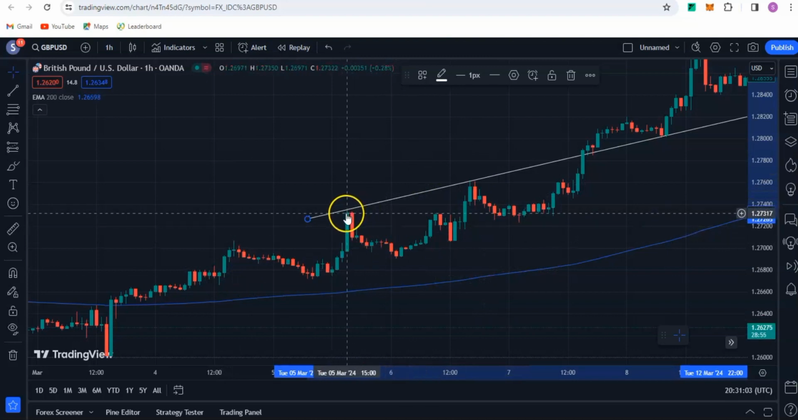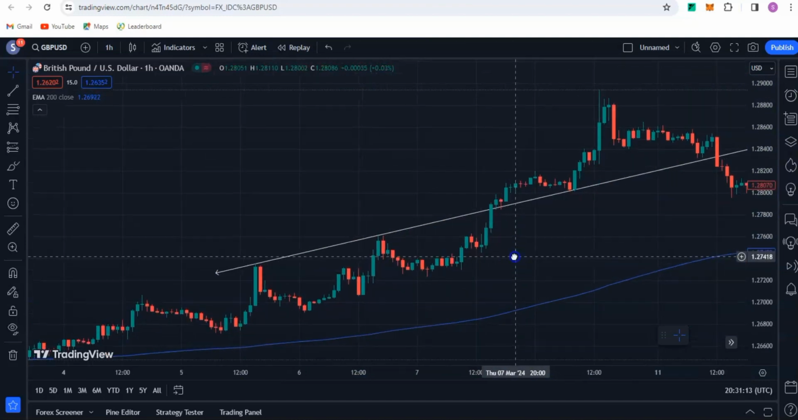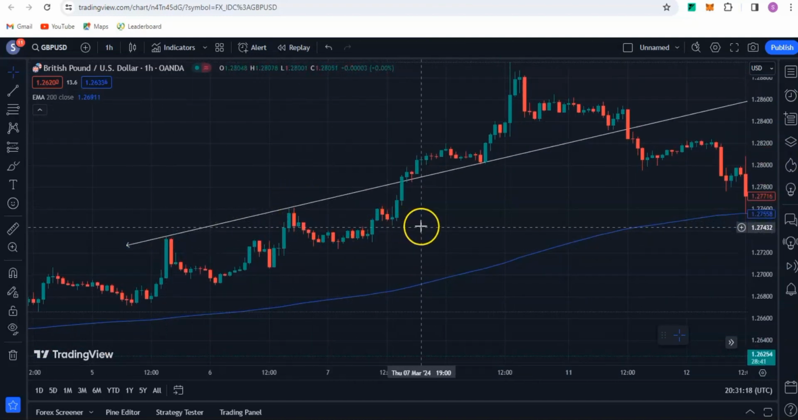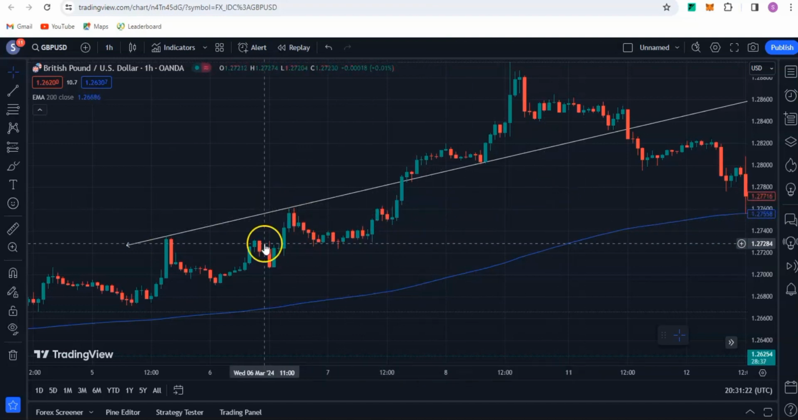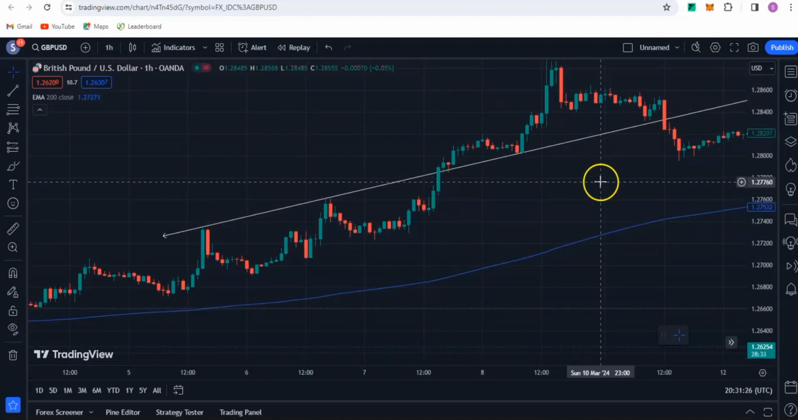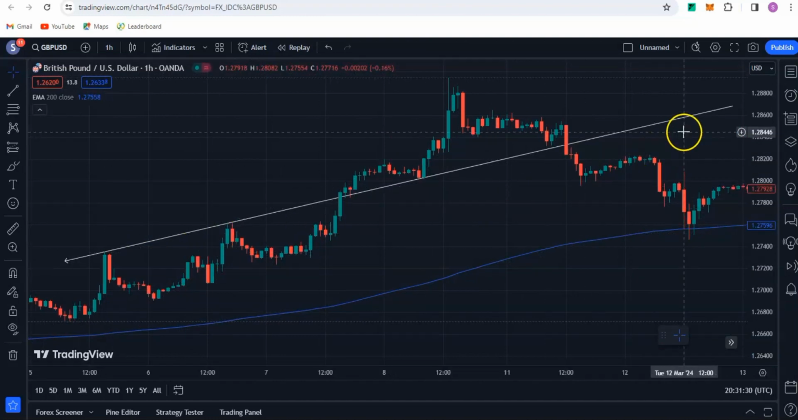So it must touch at least 2 of these candles. You can see it's touching the wick of this candle. It's also touching the wick of this candle. So it must touch at least 2 to make it a valid trend. 1, 2. It can touch more than 2, 3, 4, or 5, or 10. But for it to be a valid trend line, it must touch at least 2. So this is an example of a trend line moving in an uptrend direction.